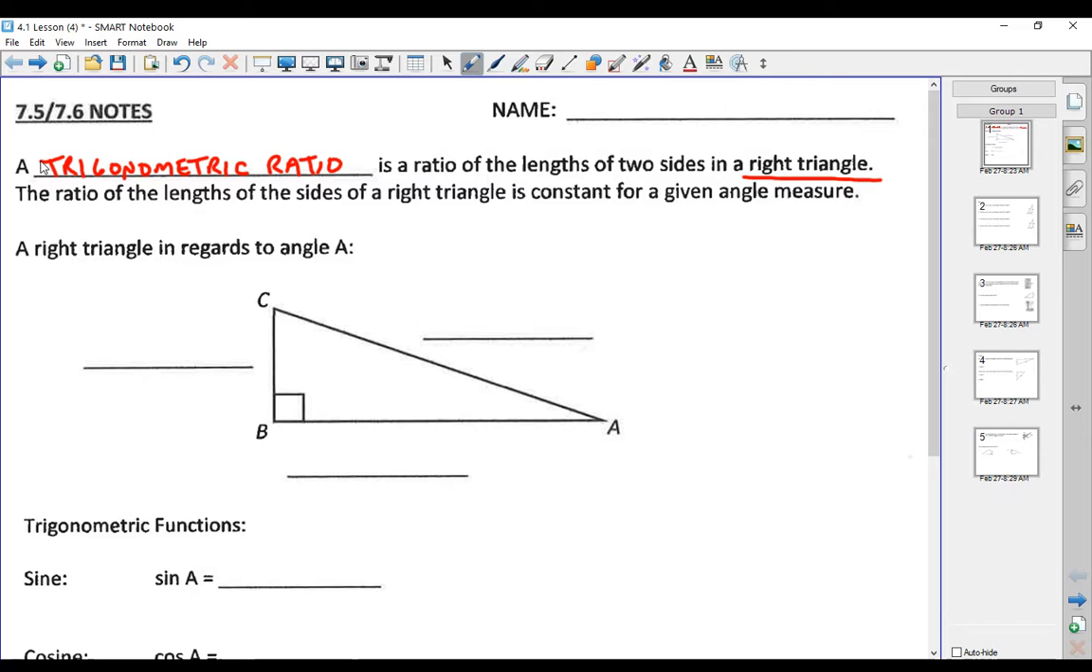So if you look at the right triangle in the drawing here, we know that the side that is across from the right angle is called the hypotenuse. So let's label that as our hypotenuse. The hypotenuse always stays the same. It's always the longest side of the triangle, and it's always across from the right angle.